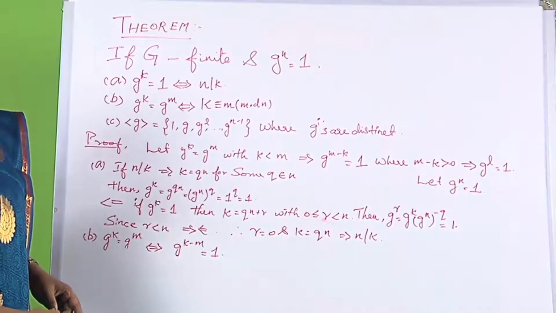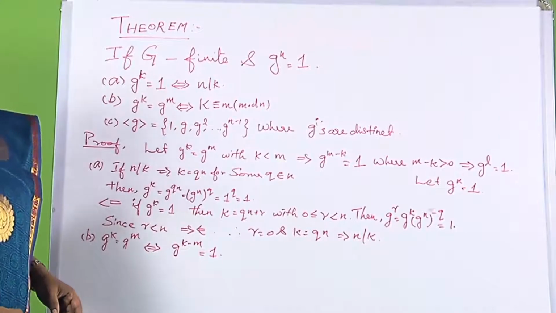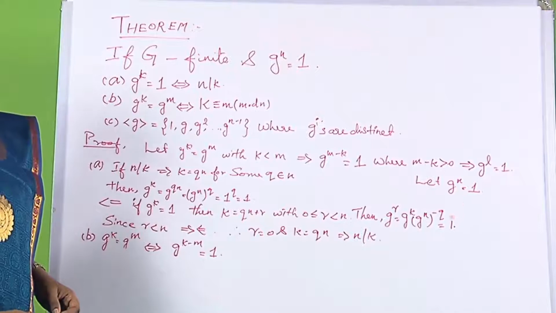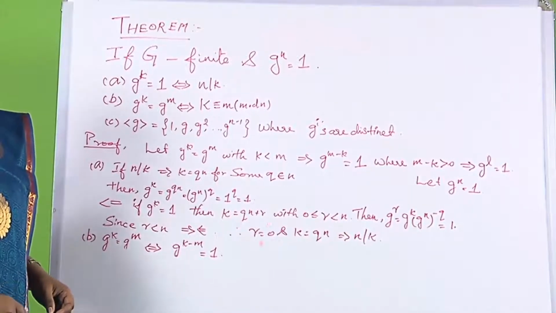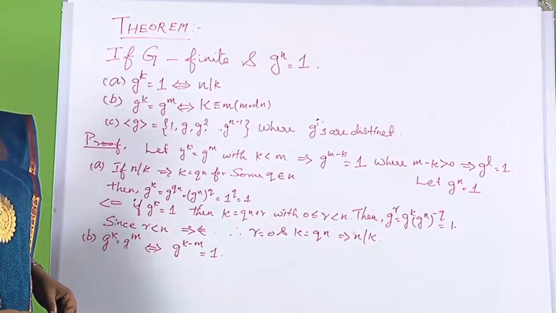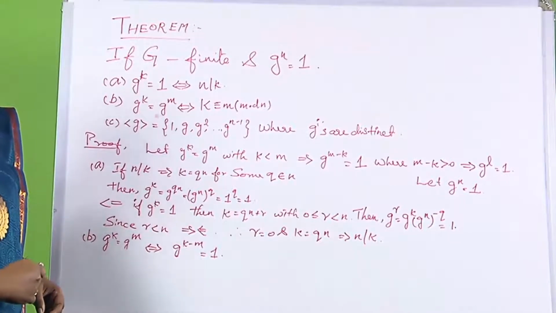That is our assumption according to the division algorithm, and this is a contradiction because we have assumed that n is the smallest integer for which g^n = 1, and therefore, this cannot be true. Therefore, r = 0 and k = qn, which implies n divides k. So, we took proof by contradiction and we have proved the statement.